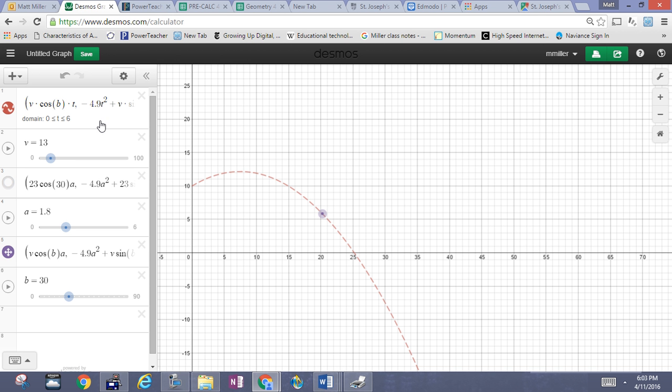I'm going to save this Desmos file, and I'm going to give you the link on that, and you can play with that at your discretion, and hopefully learn from it as well. Okay, so there you have it.